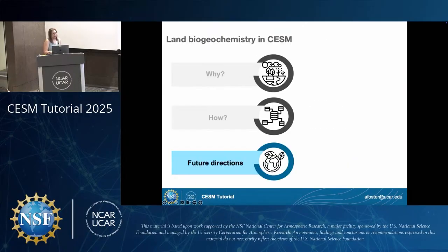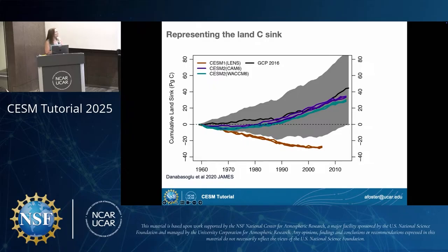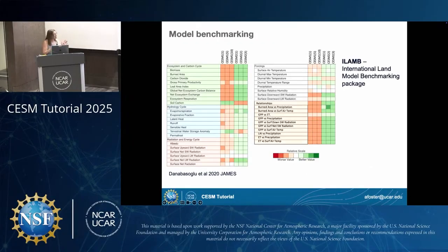Okay. So now let's think about future direction. One big good thing in CESM2: this is the cumulative land sink over time from 1960 to 2010. CESM1 is in red, CESM2 is in blue and green, and the black is observation. So in CESM1, we were not representing a land sink. It was negative, so it's not good. Now we're actually representing the land sink, so that's good. CESM2 got better, and we're consistently getting better.